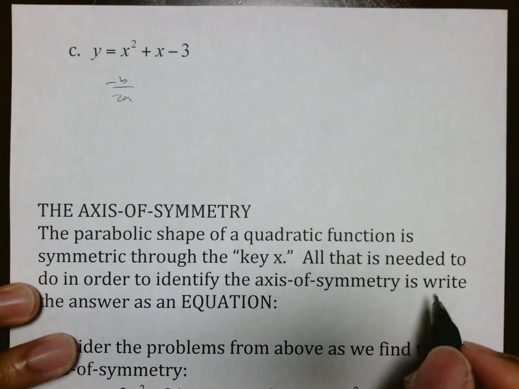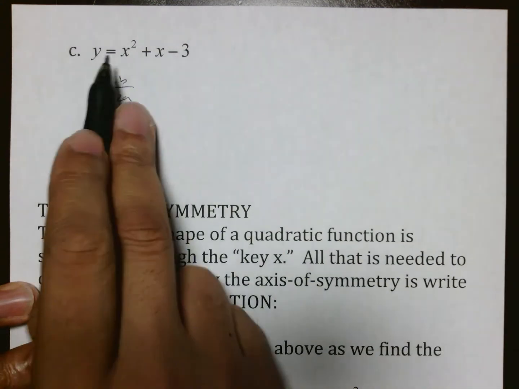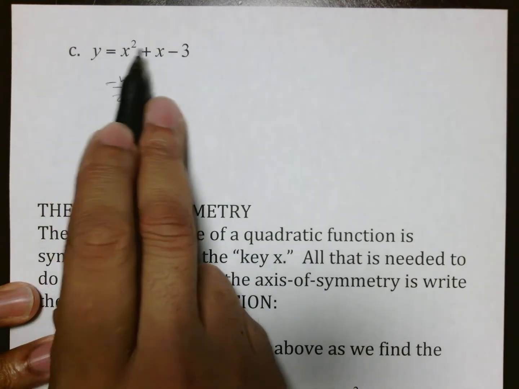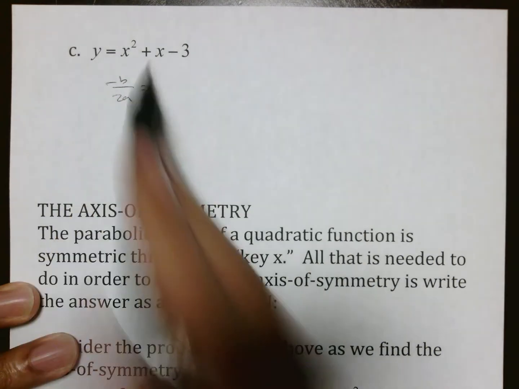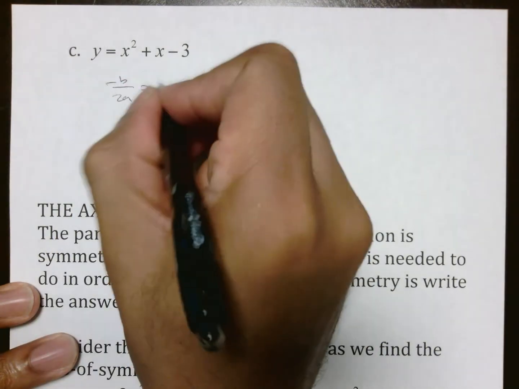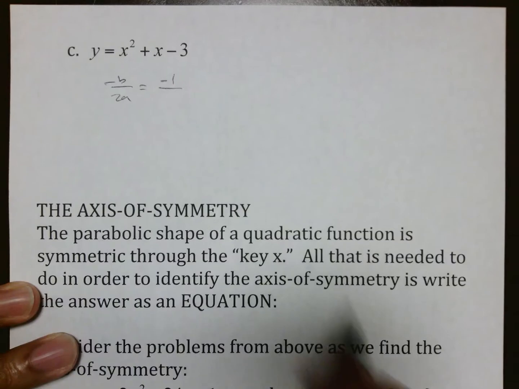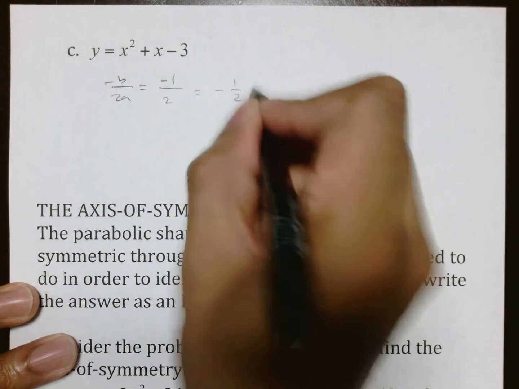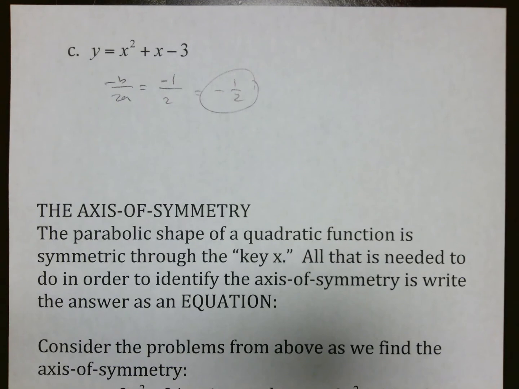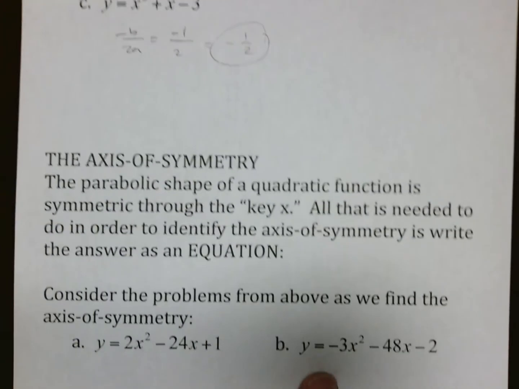Here on C, negative b over 2a. I did this on purpose to just kind of make sure you're aware that b and a are both 1, because whenever there's no number there, that means that there's an invisible 1. So that would be a positive 1, which means that negative b would be negative 1 over 2 times 1, which is 2, which means my key x is the fraction negative 1/2. Alright? So that is how you find the key x. It's very quick, very easy.